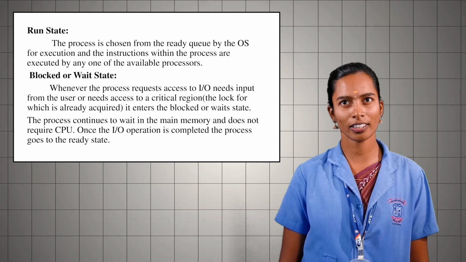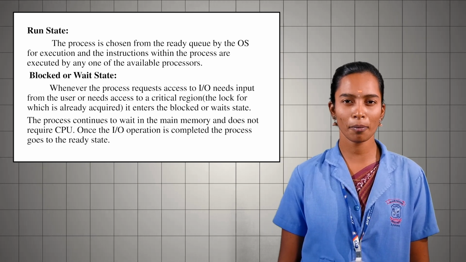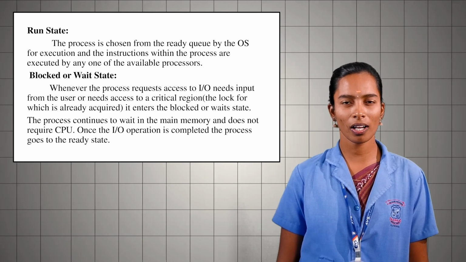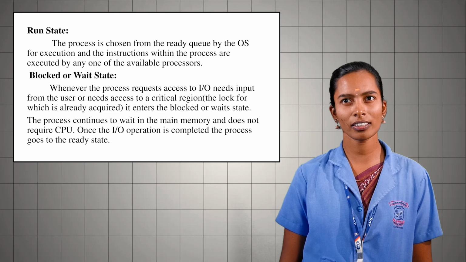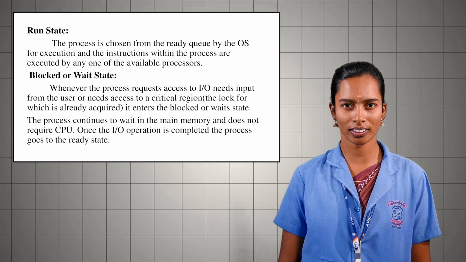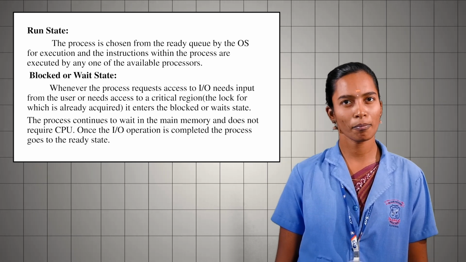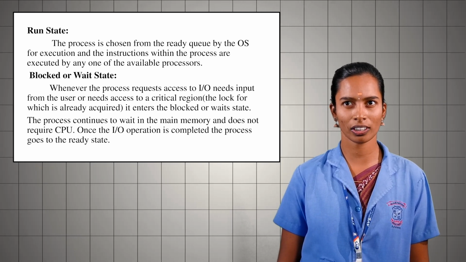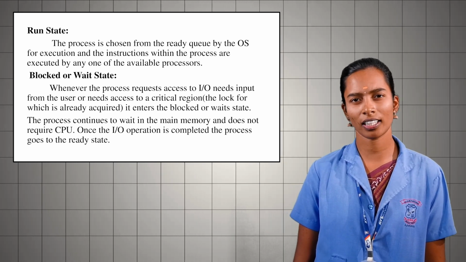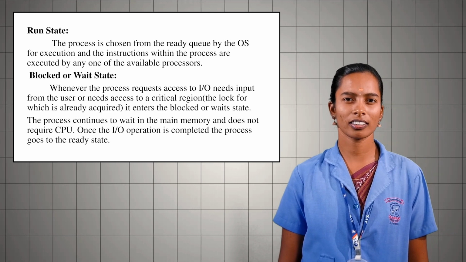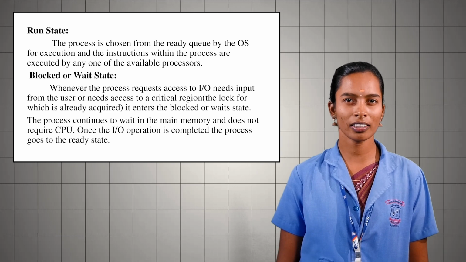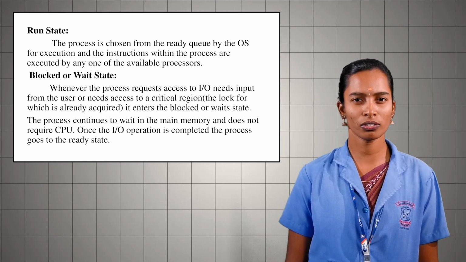The OS chooses it for execution, and the instructions within the process are executed by any one of the available processors. Block or waiting state. Whenever the process requires input output devices or user input to access variables and values, it enters the block or waiting state. The process waits in main memory and does not use the CPU. Once the input output operations complete, the process goes back to the ready state.